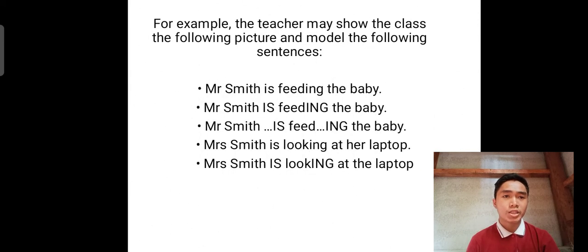For example, the teacher may show the class the following picture and model the following sentences. Mr. Smith is feeding the baby. Mrs. Smith is looking at her laptop. So the teacher will write these sentences on the board and also describe the grammar rule of these sentences. As we can see, the verb has been added with ing, or what we call the suffix.